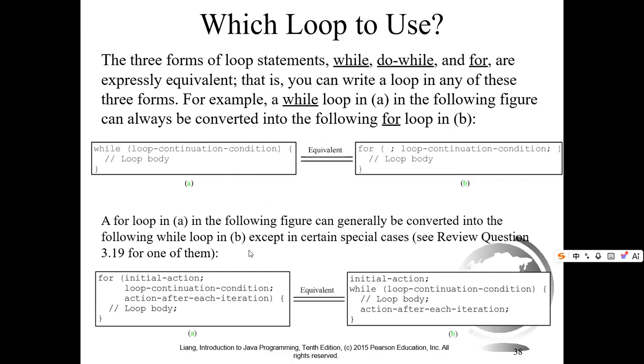And in the downside, a for loop in A, which is for an initial action, the loop continuation condition, and action after each iteration, and we do the loop body. This block is equivalent to the while loop in the B block, in which you have an initial action outside of the while block, right? After the initial action, we do the while loop. And in this case, the action after each iteration is defined within the while loop.